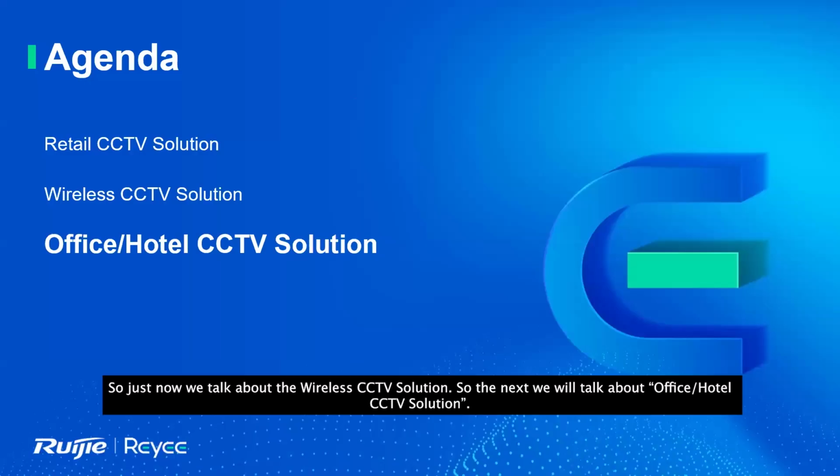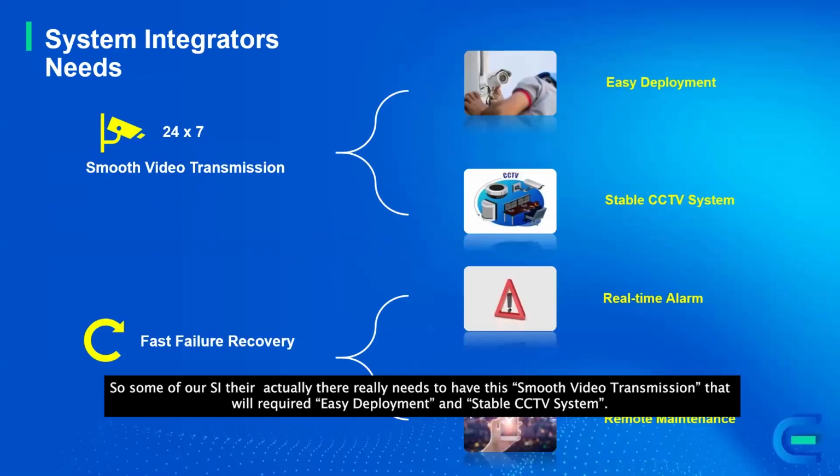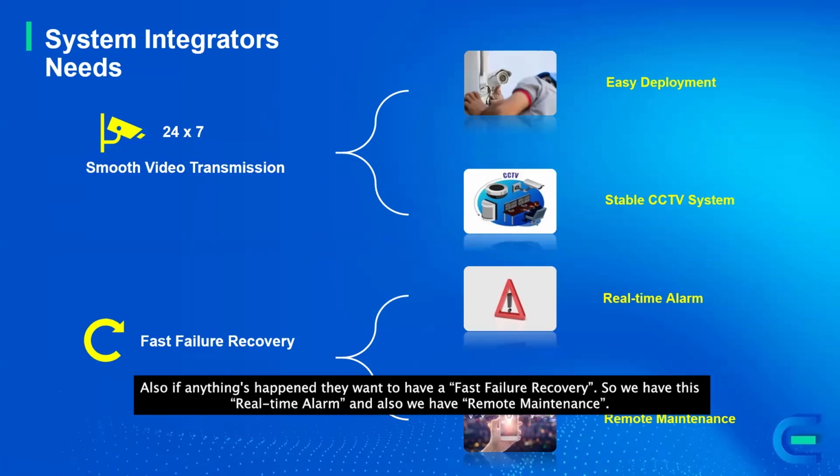Yeah, so just now we talked about the wireless CCTV solutions. The next one will be about the office or hotel CCTV solutions. Some of our SIs really need very smooth video transmission. They require easy deployment and a stable CCTV system. And also, if anything happens, they want fast failure recovery. So we have real-time alarm, and also remote maintenance.